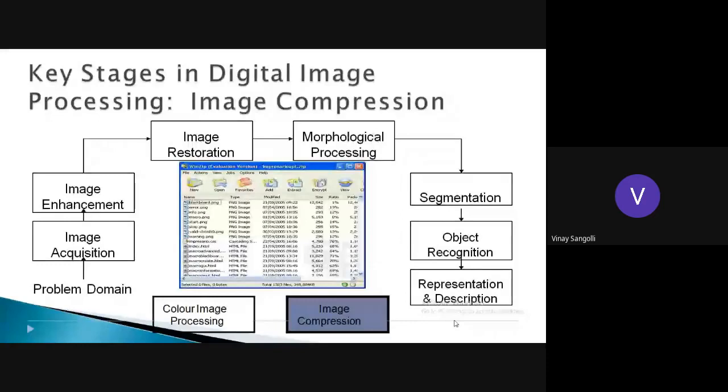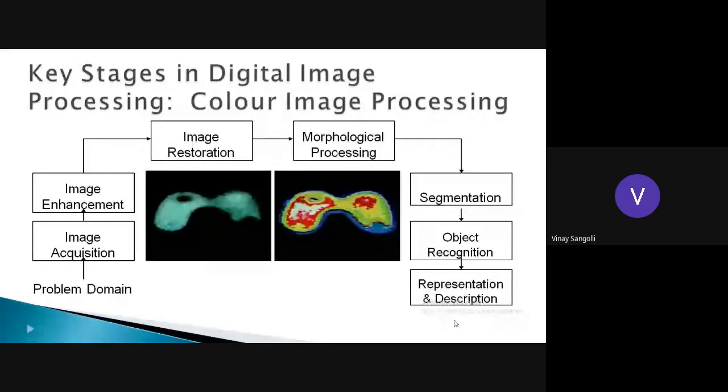Fine. So next thing is color processing. In the color processing, we saw various things. That is, you came across image acquisition, enhancement, restoration, and morphological processing. Finally, segmentation, recognition, representation, and description. So all of these were covered in the previous class.